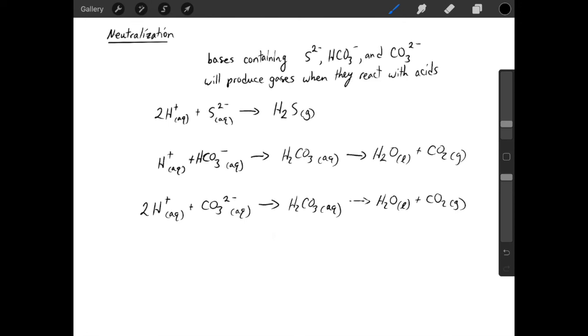And this type of reaction will happen anytime you have an acid reacting with something containing the sulfide, bicarbonate, or carbonate ions. And at least one of these should be familiar to you. The middle reaction, acid plus bicarbonate, is a classic example of science that's done at an elementary school level. This is your traditional baking soda and vinegar reaction.